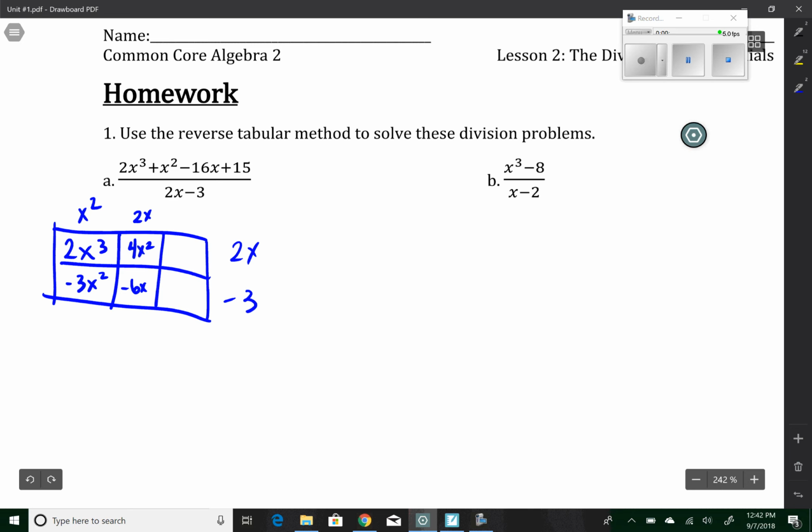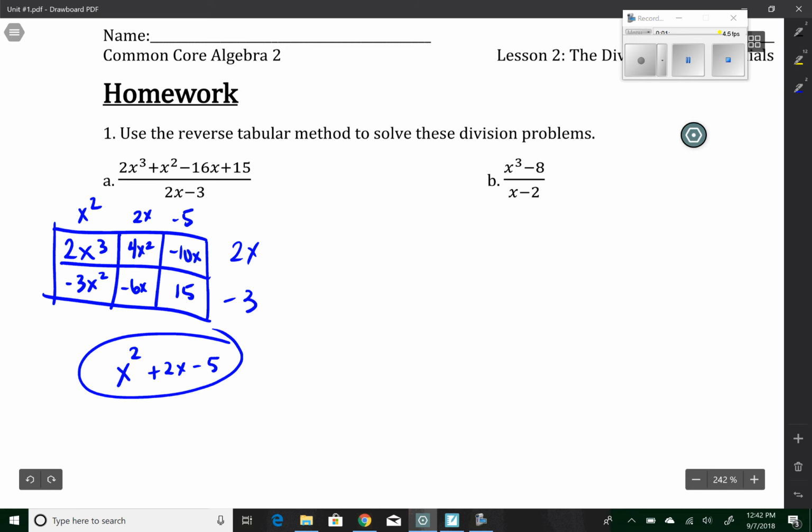But I don't want negative 6x, I want negative 16x. So that makes this negative 10x, which makes this a negative 5, which makes this 15. We have a match at the end, so we're good. So the answer here for the first one is x squared plus 2x minus 5.